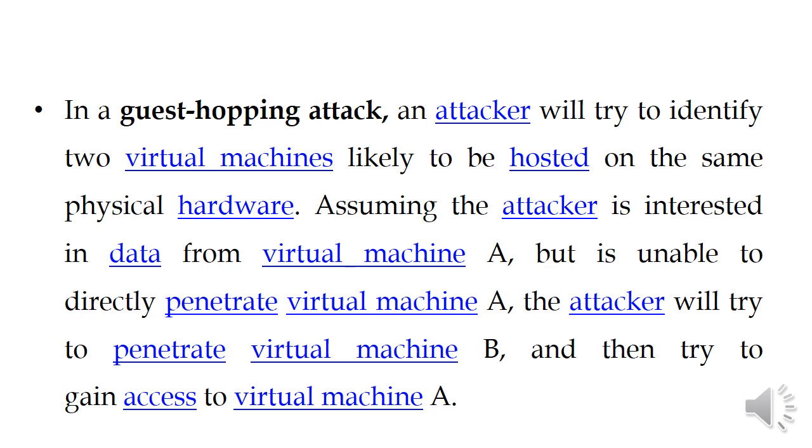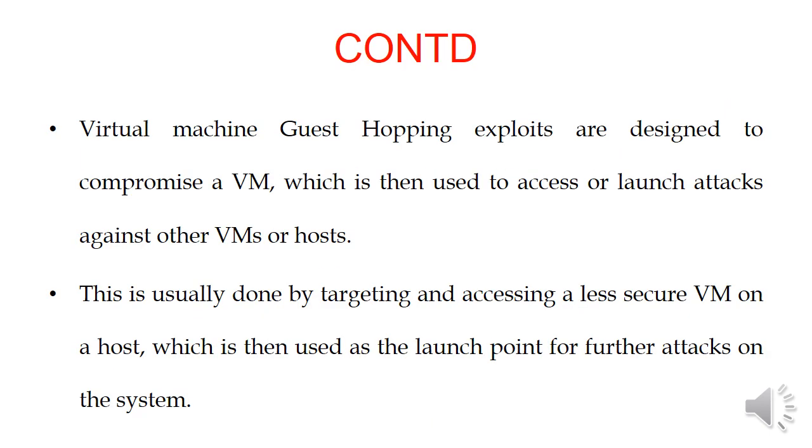In guest hopping, an attacker will try to identify two virtual machines likely to be hosted on the same physical hardware. The attacker will look for whether the same hardware is hosting two virtual machines. Assuming the attacker is interested in data from virtual machine A but is unable to directly penetrate it, the attacker will penetrate virtual machine B and then try to gain access to virtual machine A.